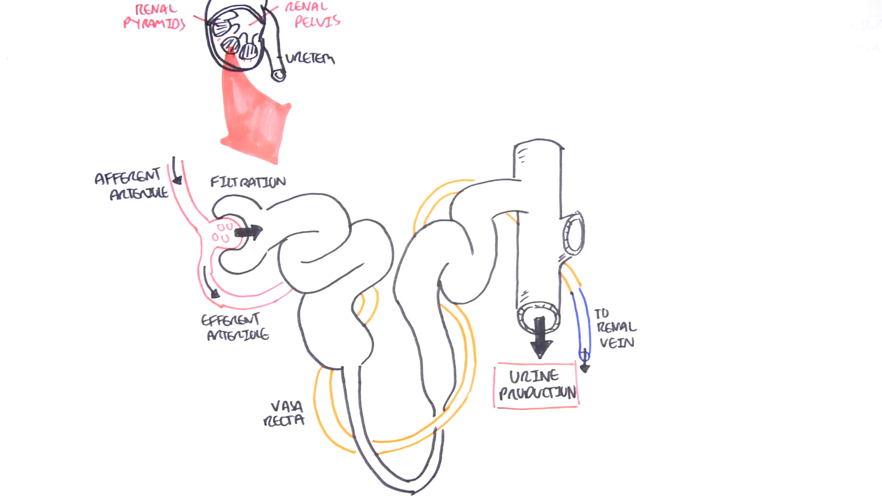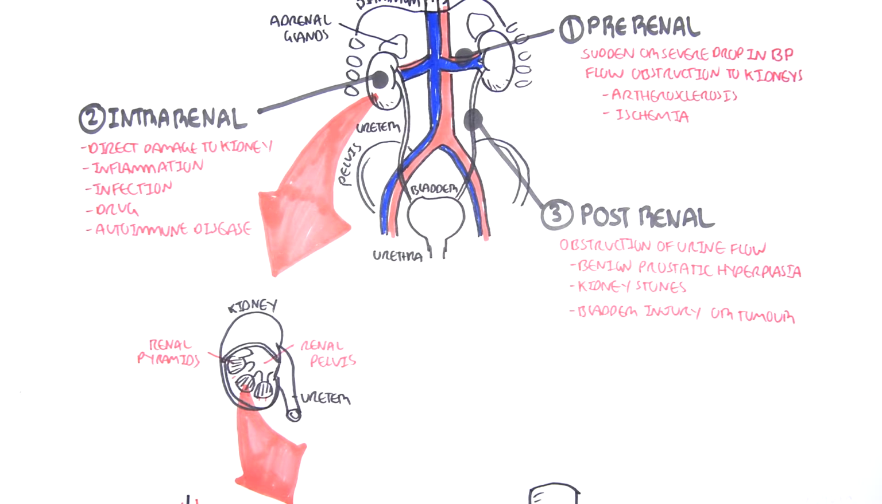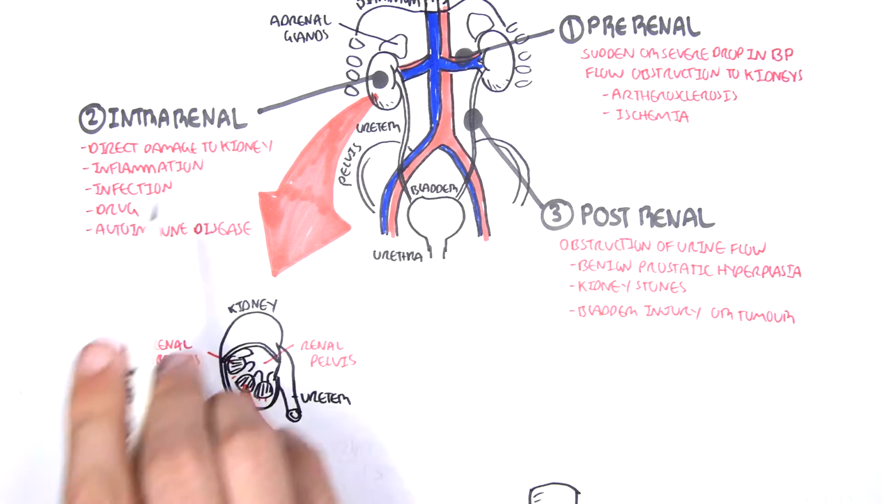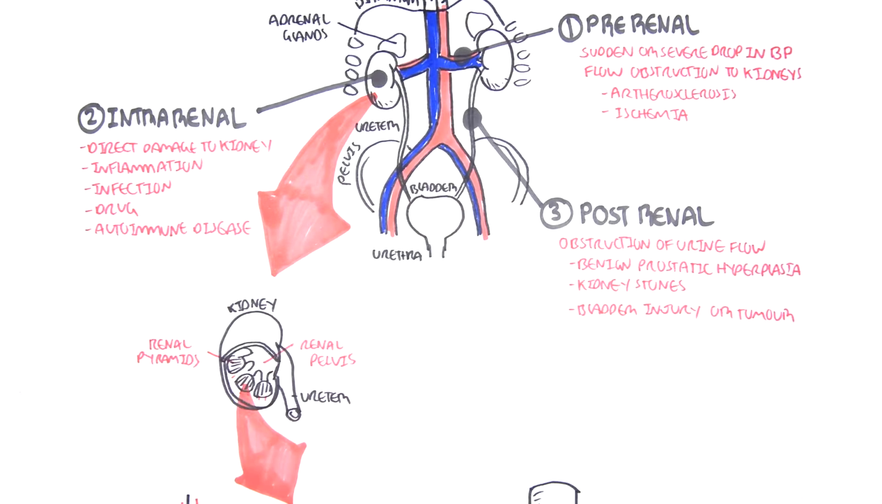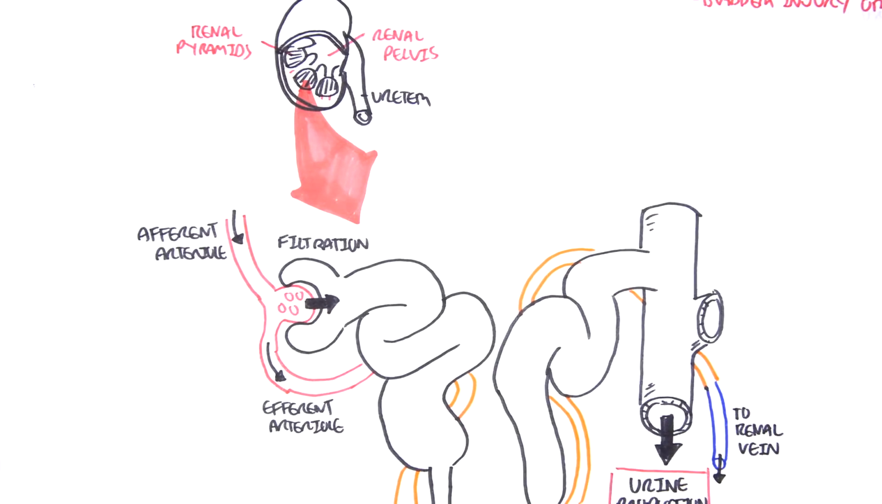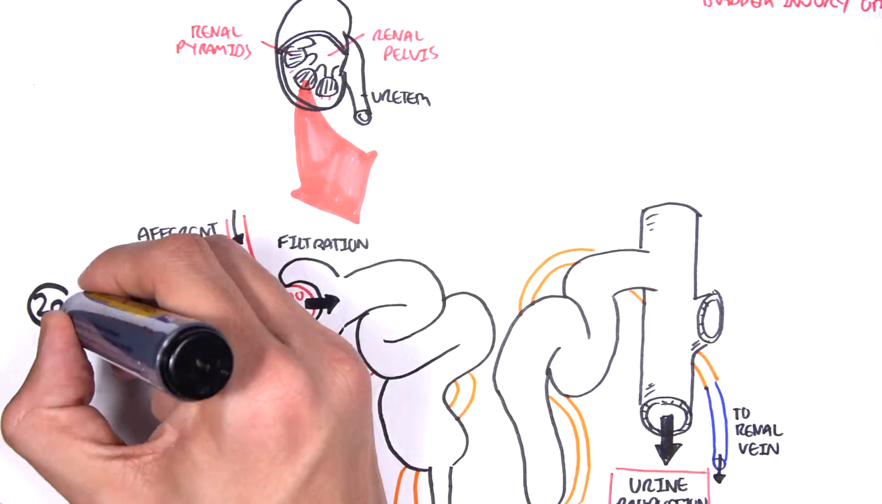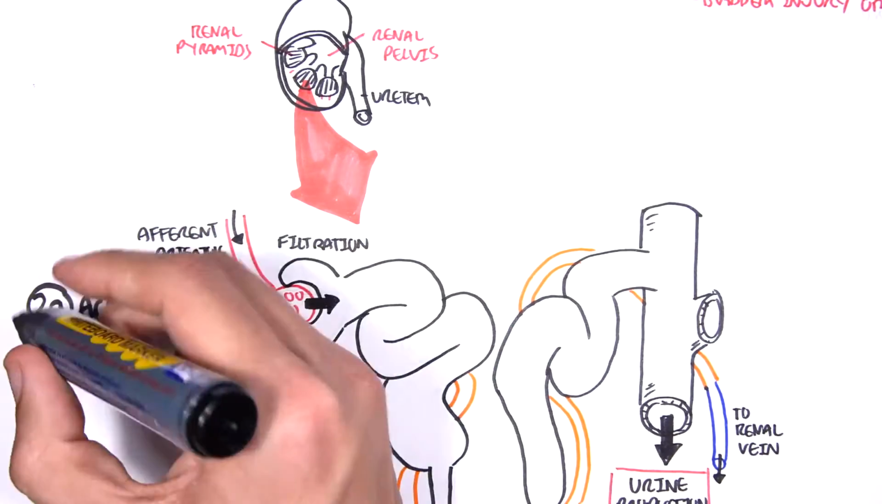Okay, now let's just recap the three main causes of acute renal failure. We have pre-renal, intrarenal, and post-renal. We will mainly focus on intrarenal. Now, in intrarenal causes, there's actually four main types.